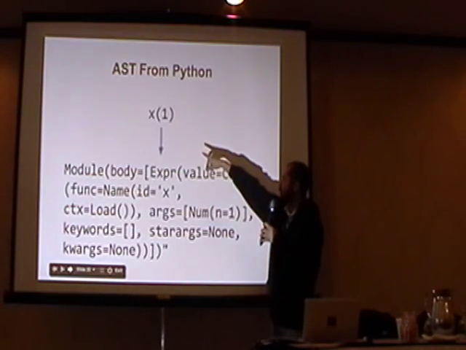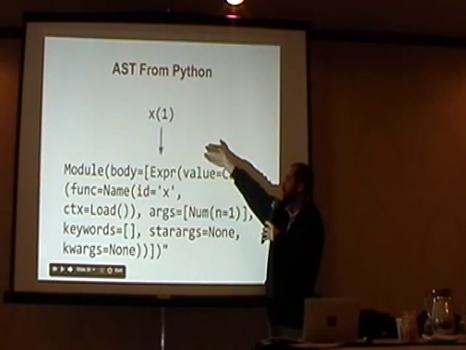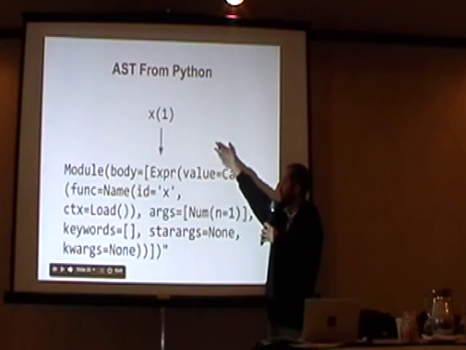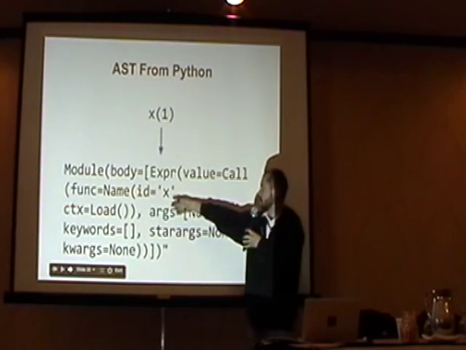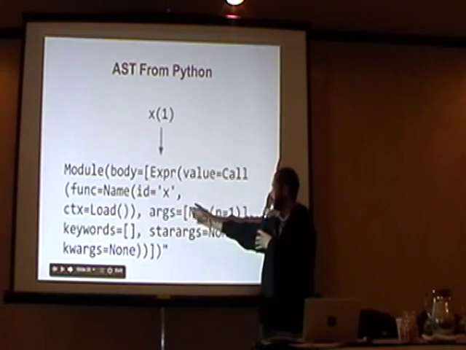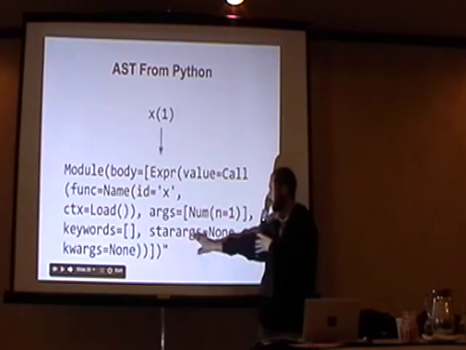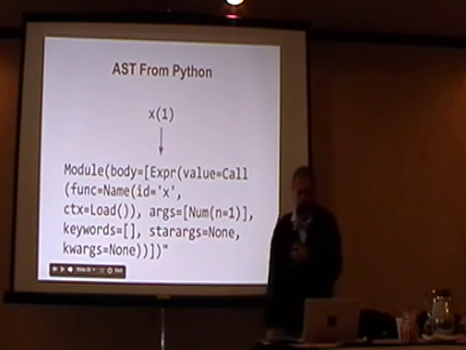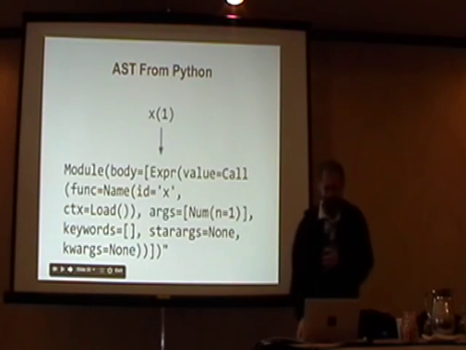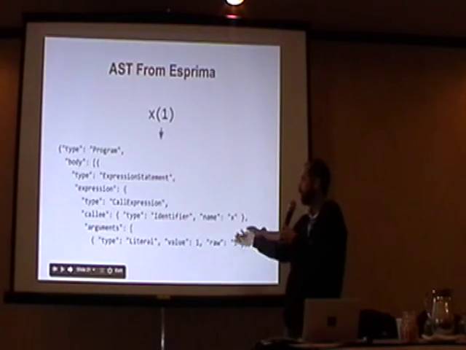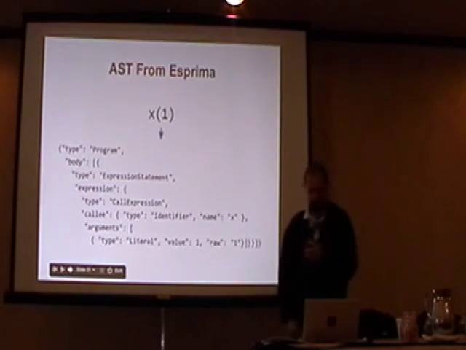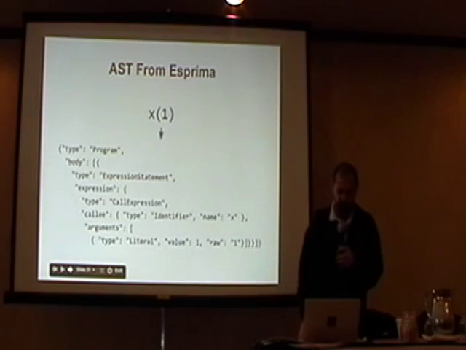But you can see we want to get the abstract syntax tree of this call to X with the argument 1. So you see you get this thing out. It's an expression, it's a call. Here's the name of the function. Here's the args, and then some stuff that we're not using. I can't believe I deleted the Ruby version. This is from Esprima, JavaScript, same kind of thing. This is basically what you're working with.